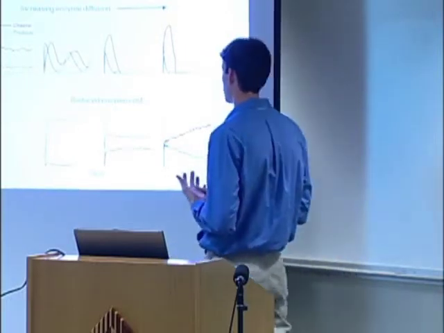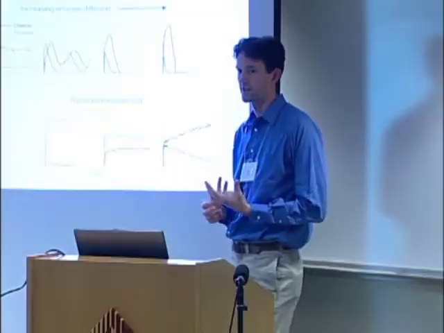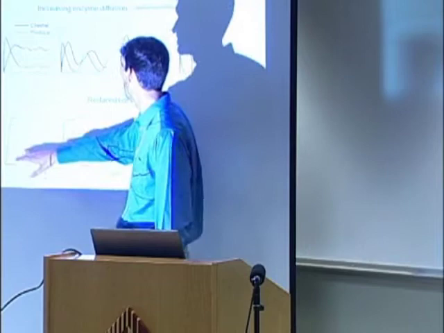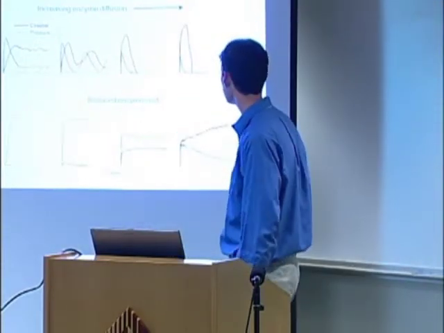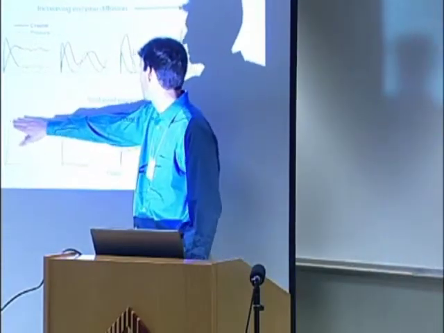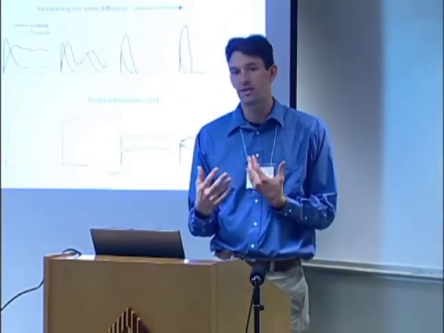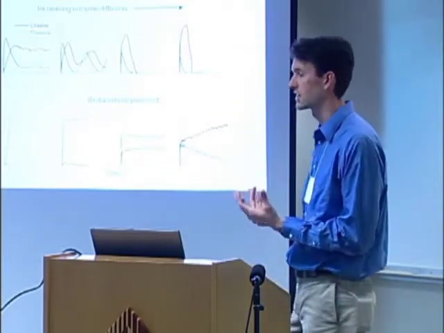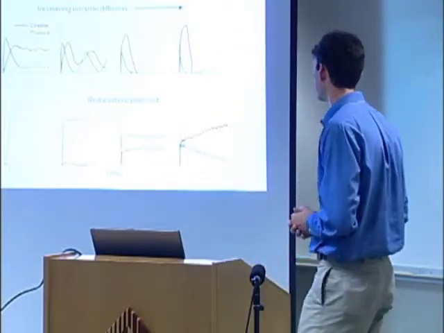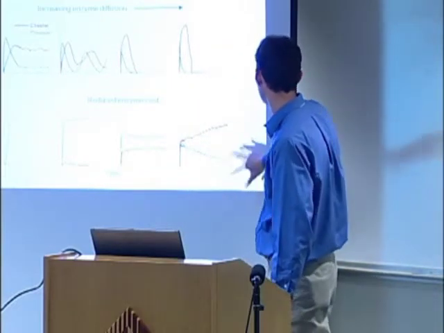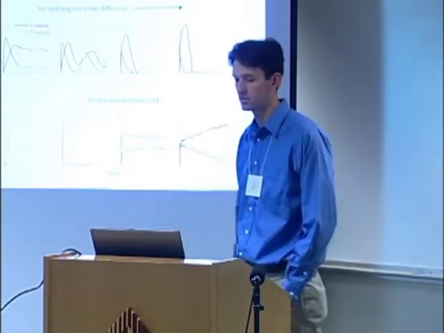Furthermore, the system also, of course, depends on the cost of enzyme production, as you might expect. So if we reduce those costs, then we see much greater success by the enzyme producers, again in the black line. All the same levels of diffusion here, but we get much stronger dominance by the producers when the enzyme costs are lower. So basically, this is allowing the producers to much better regulate their level of enzyme production. Even in this mean field scenario, we're still seeing at least temporary coexistence between the populations.